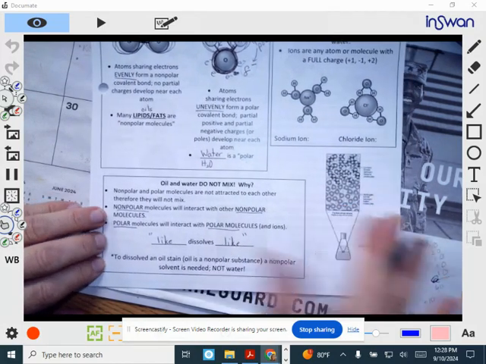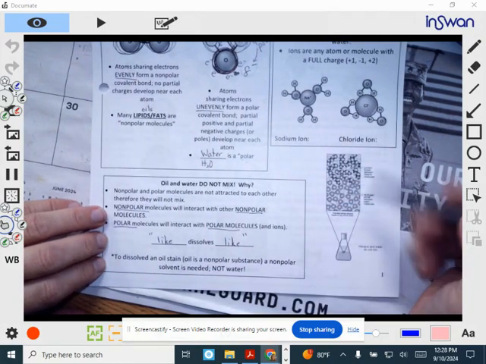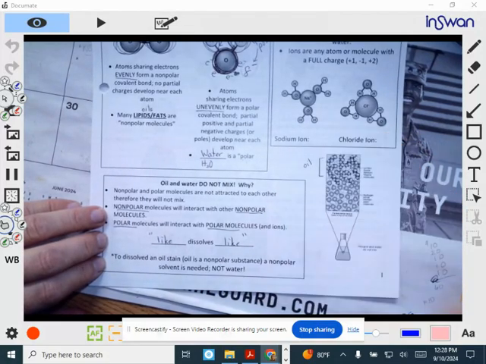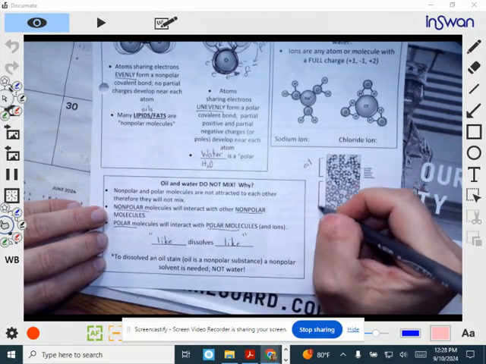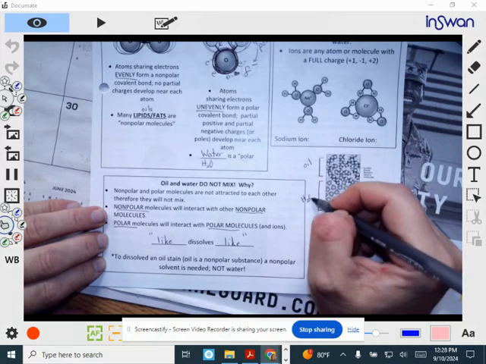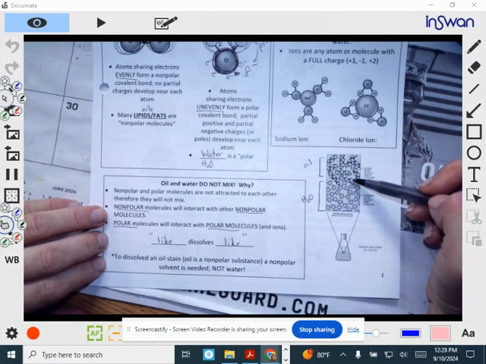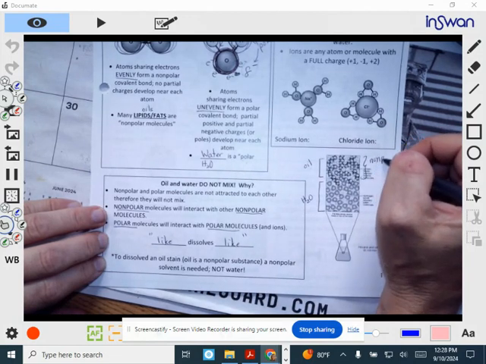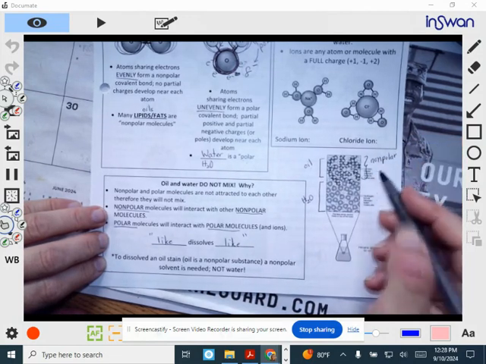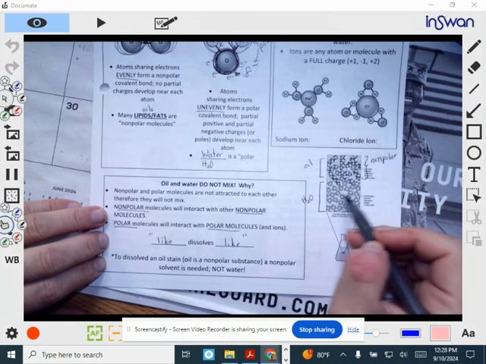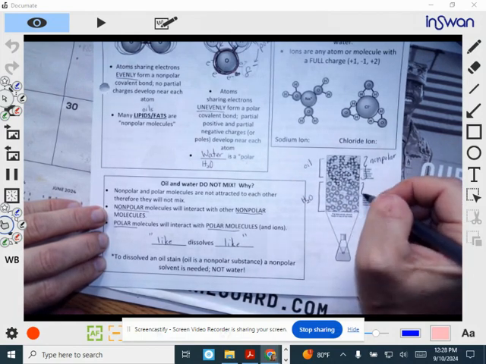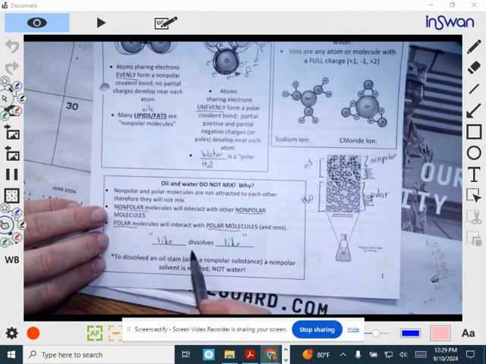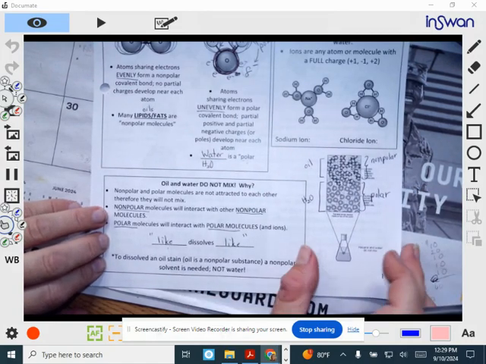So that's why if you put oil and water together, let's indicate this would be like oil. Here's some water molecules. You can see that they separate out. These nonpolar molecules will interact with each other, but they won't interact with these polar water molecules down below. Like interacts or like dissolves like.